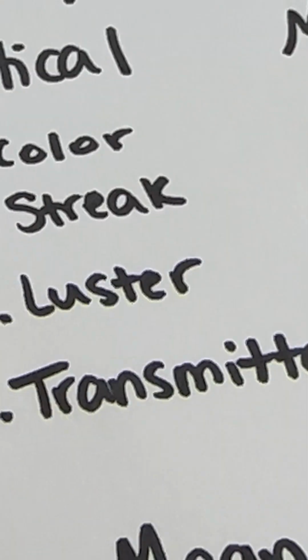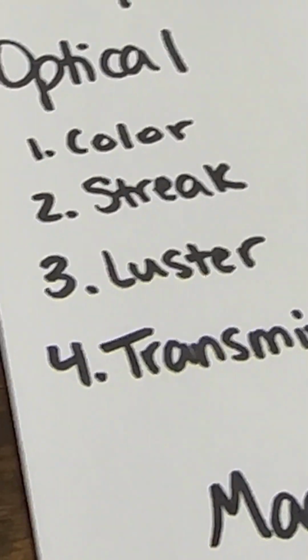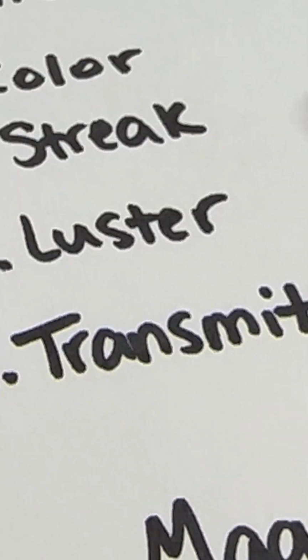And then we've got transmittance. So light can pass through this one. This one is translucent. If I were to shine it up to a light bulb, you would be able to see that light through this, but it wouldn't be a clear picture. So that would be translucent. Our mica over here is transparent. You can read through this mineral. It lets light pass completely through.